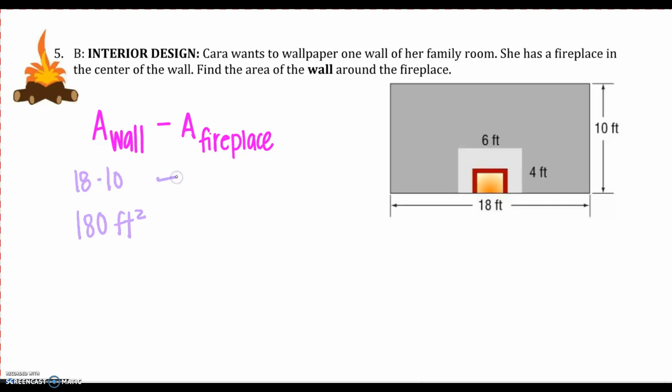I'm going to subtract my fireplace, so that would be 6 times 4. I'm going to subtract 24 feet squared. That gives me an idea of maybe how much wallpaper I needed to get. So 156 feet squared would be just the portion without the fireplace in it. All right, that's it for composite figures and section 4.